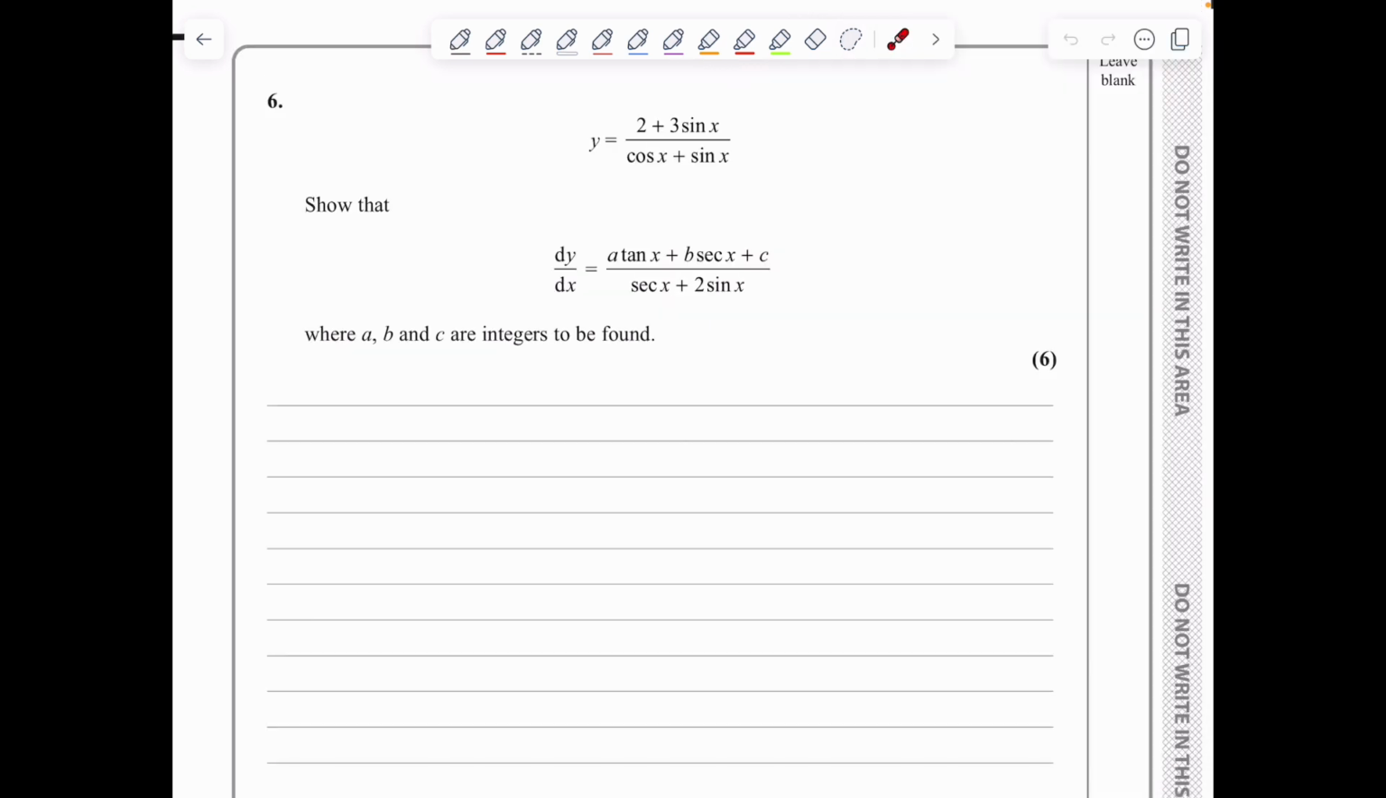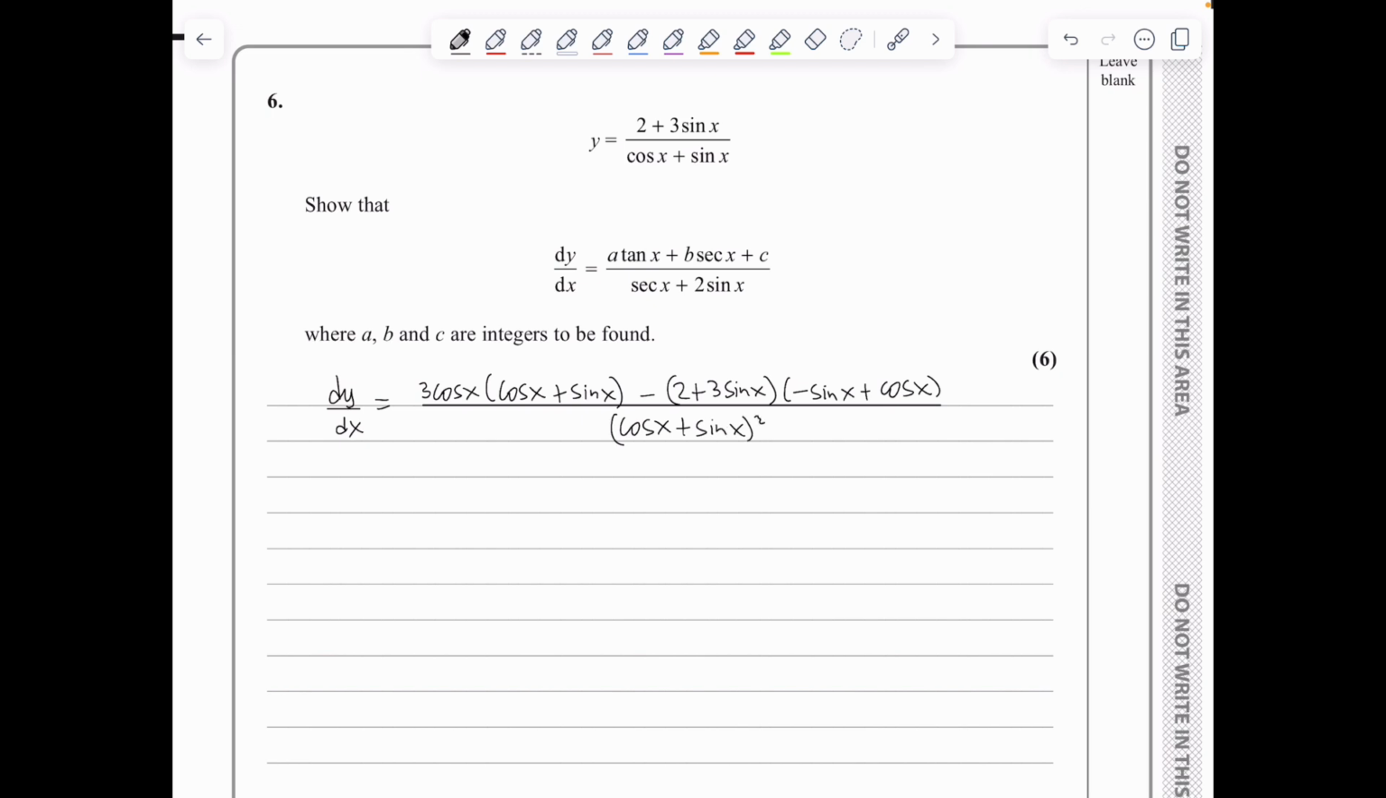In question 6, we've got an expression here for y in terms of x, and we need to show that the derivative dy dx can be written in this form where a, b, and c are integers to be found. So obviously we need to apply the quotient rule here. So we differentiate the top, the 2 plus 3 sine x, which gives me 3 cos x, and we keep the bottom, which is cos x plus sine x, and then we deduct the top, which is 2 plus 3 sine x, times the derivative of the bottom, which is minus sine x plus cos x, and it's all over the denominator squared, the bottom squared, so it's cos x plus sine x all squared.